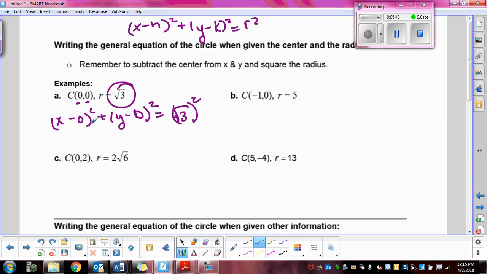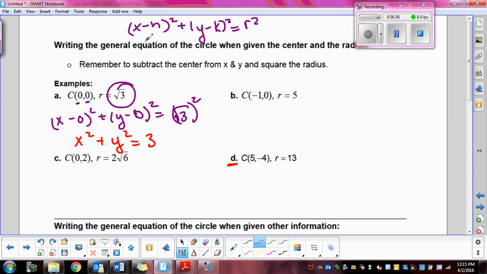So x minus 0 is just x squared, plus y minus 0 is just y squared, equals, remember when we have a square root and a squared, they cancel each other out, and that's just going to be 3. So this is my standard equation of a circle. Let's try D. This one looks difficult.